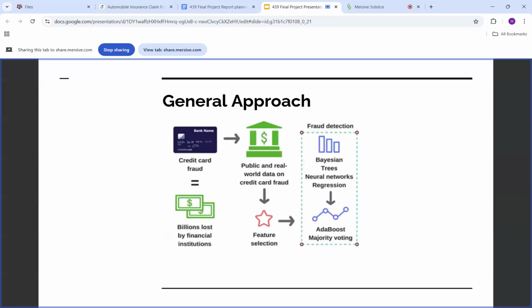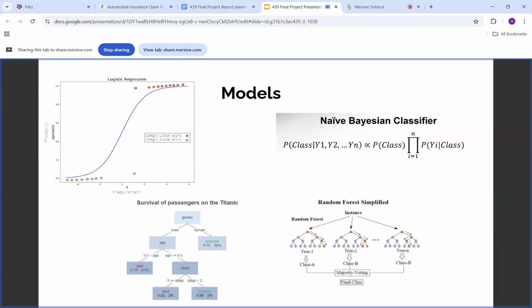Like Kiran was talking about with the credit card fraud, that is the main approach we took for determining fraud within vehicle insurance claims. What we used was logistic regression, decision trees, random forest, and naive Bayes. We undersampled the majority class and used AdaBoost with majority voting to determine whether something was fraud or not. So we're going to dive a little bit more into those machine learning models that we used.